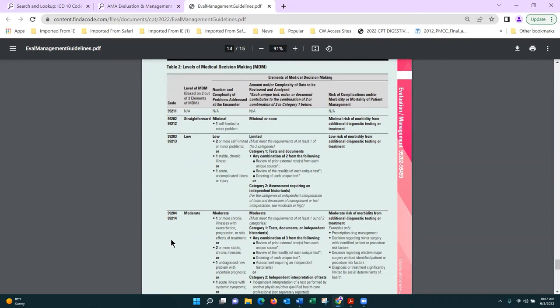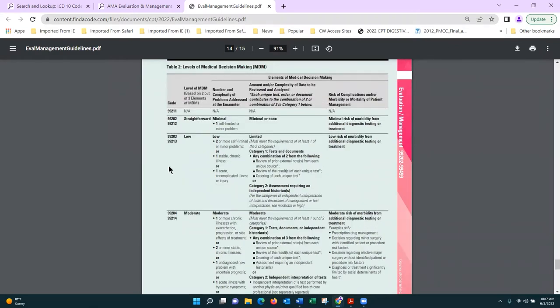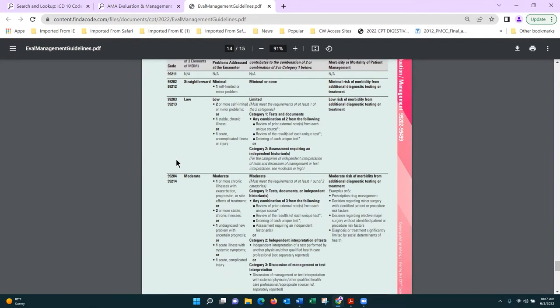I have a piece of paper and I have my pencil, and I have 3 different columns. I have a problem column, I have a data column, and I have a risk column. So I'm going to figure out, first of all, my problem, and I'm assigning the level. This patient had acute bronchitis and hypertension. My hypertension, I'm looking right at it, 1 stable chronic illness. So we know hypertension is a low. What about our acute bronchitis? That meets the definition of acute uncomplicated.